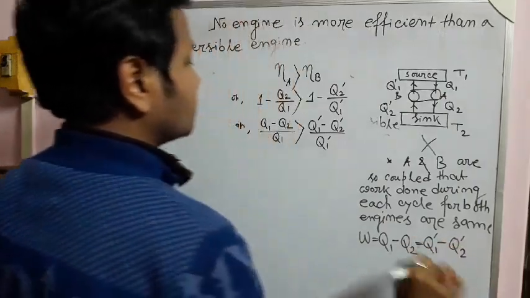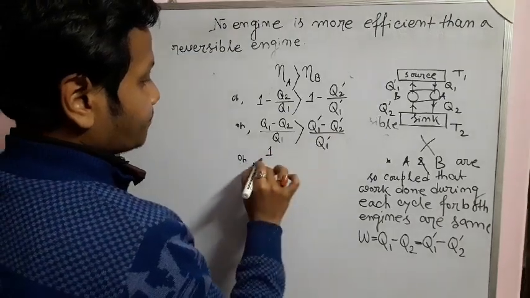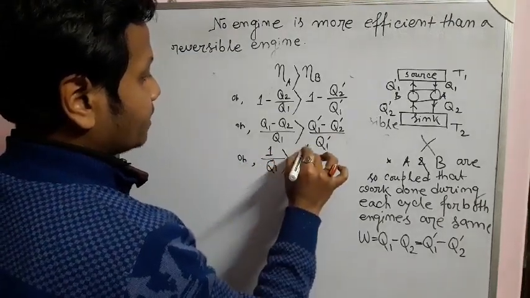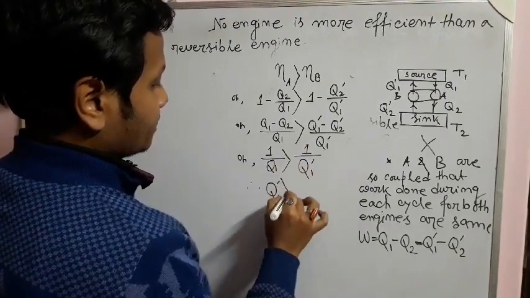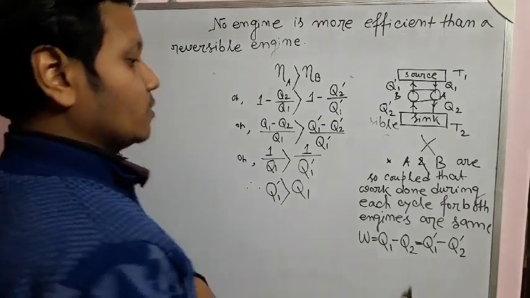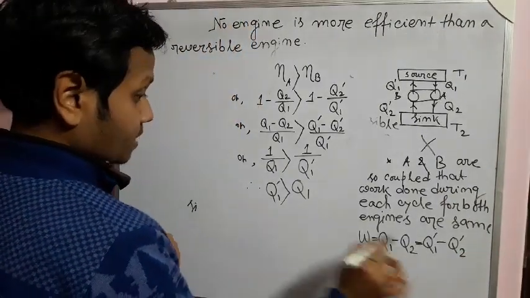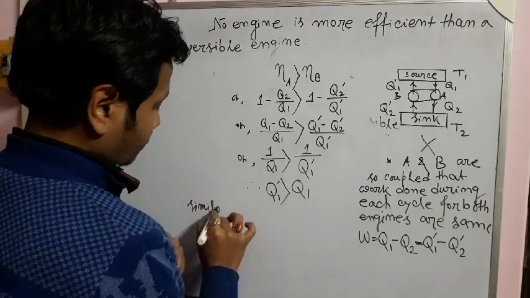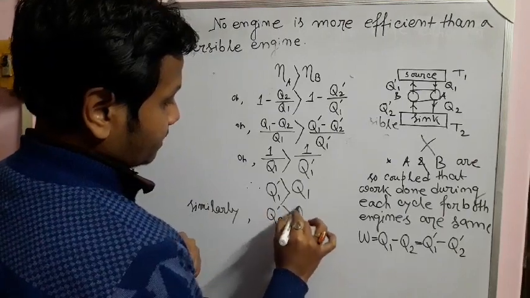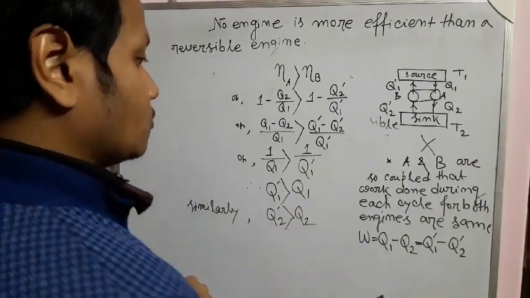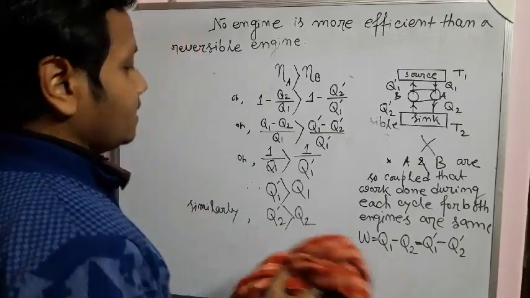So if we substitute this assumption in this, what do we get? 1 by Q1 is greater than 1 by Q1 dash. That means Q1 dash is greater than Q1. Then similarly from this expression we can write Q2 dash is greater than Q2. So it is clear that Q1 dash is greater than Q1 and Q2 dash is greater than Q2.